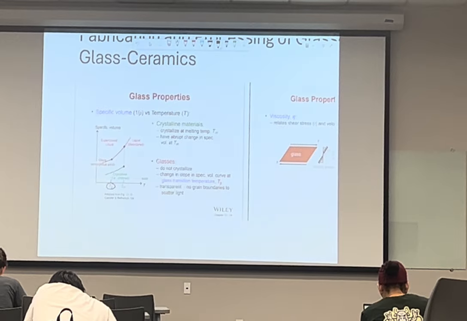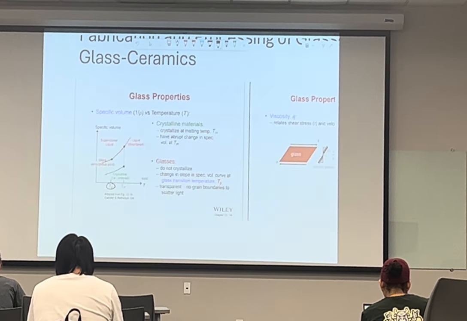And then above it, the material is going to be first supercooled. It's going to be a supercooled liquid, and then finally a liquid. And so here you can see the phase diagram for basically a glass and its properties.